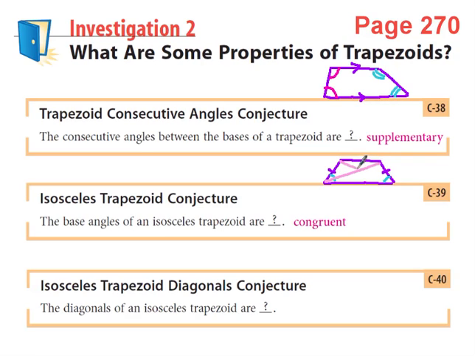Now with that in mind, we're going to look at the diagonals. What do you think is the case with the diagonals in an isosceles trapezoid? They're congruent as well. Okay, those are the same length. So if they tell you it's an isosceles trapezoid, that tells you a whole bunch of things.